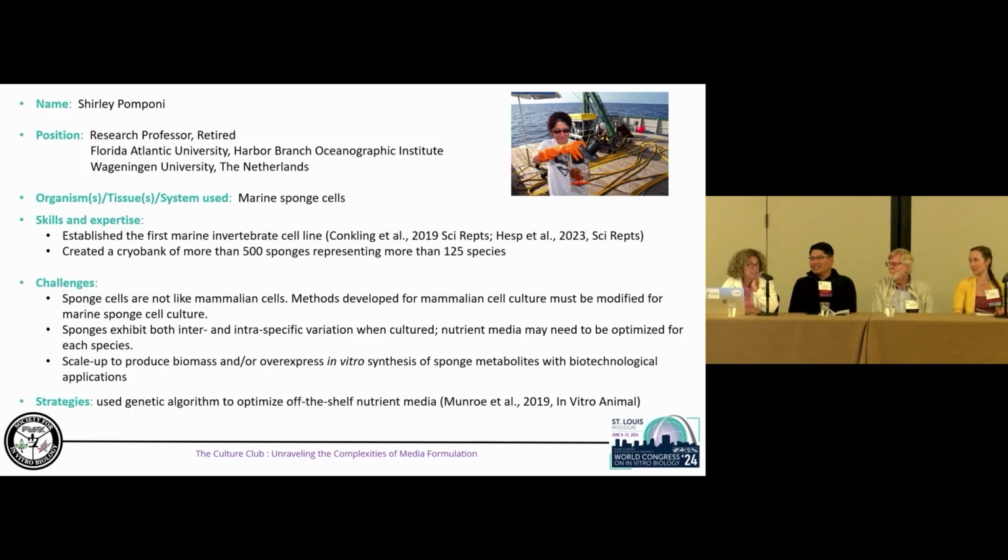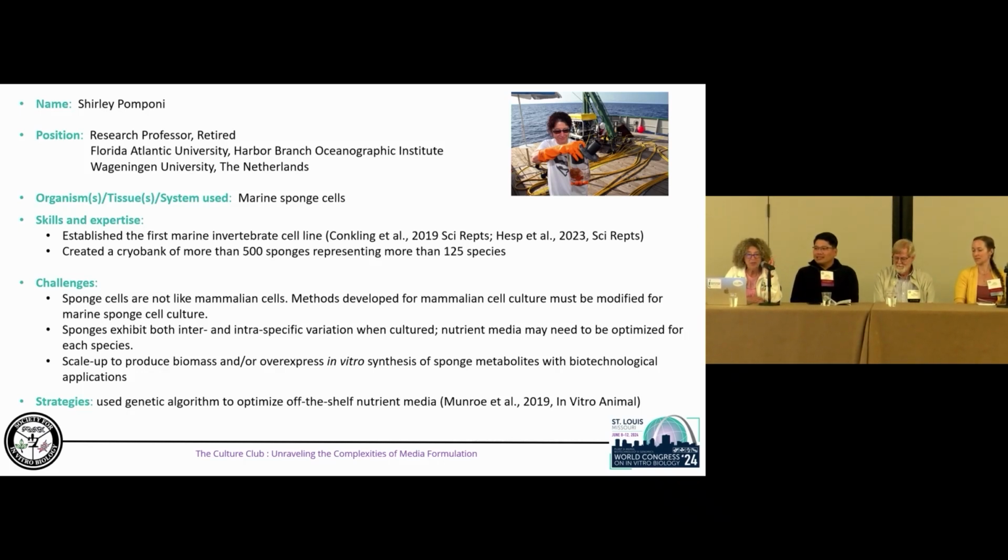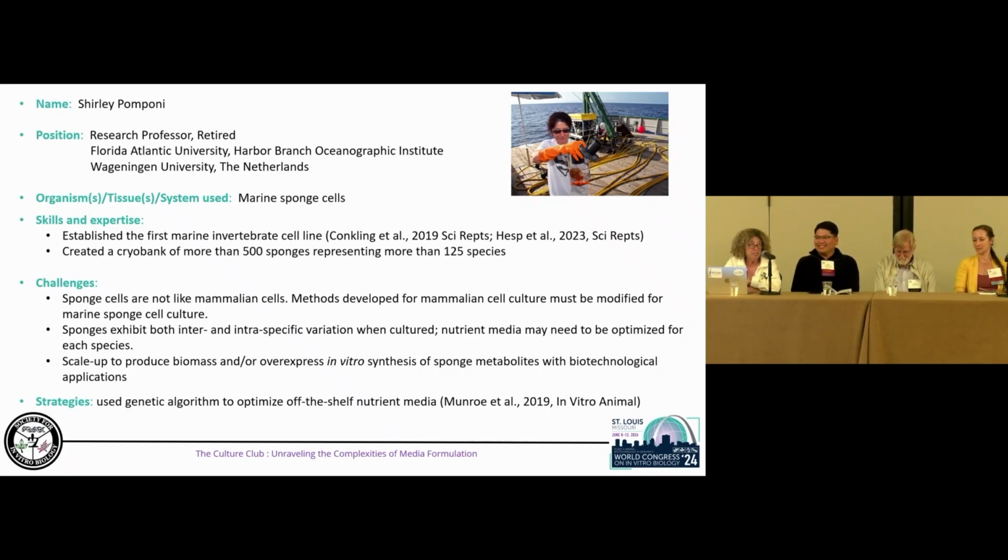My name is Shirley Pomponi. I am very recently retired from Florida Atlantic University, but seem to be busier than ever. My area of interest, expertise, passion is marine sponge cells. It took us about 30 years, but we finally developed a sponge cell line in 2019. Our group was successful at doing that, and we've got another cell line that I think is continuously dividing. I'm not sure whether it's immortalized or not.